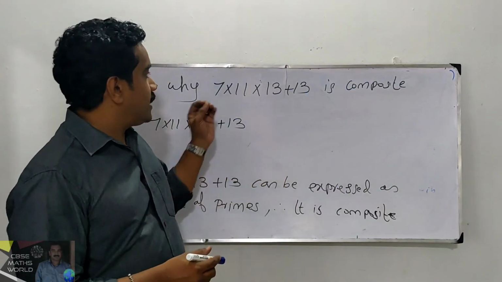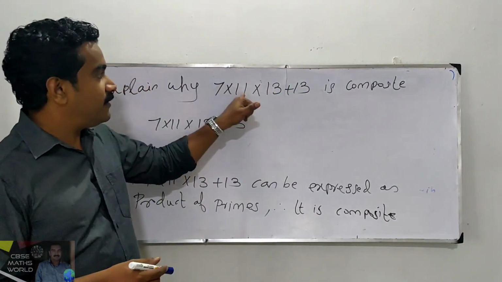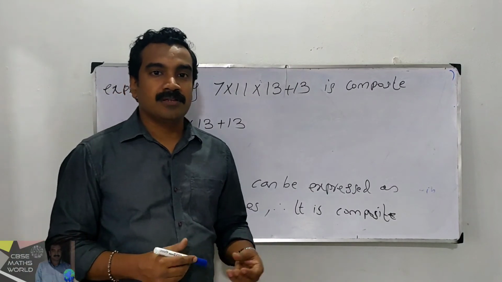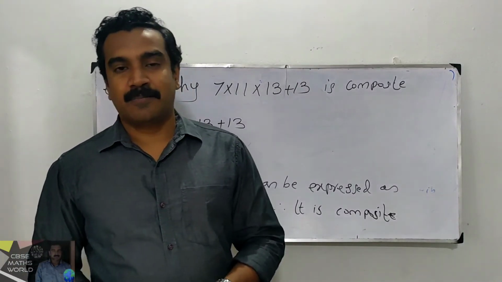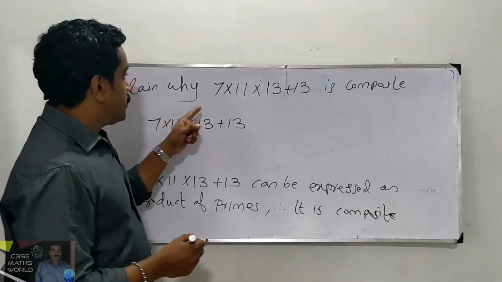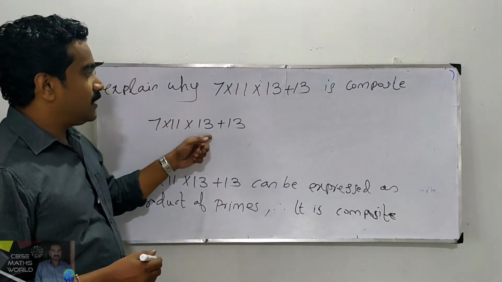Next is the easy question. Explain why 7 into 11 into 13 plus 13 is a composite number. What is a composite number? The number that can be expressed as the product of primes is known as a composite number. This is actually a 1 mark question. So check. What is the question? 7 into 11 into 13 plus 13.